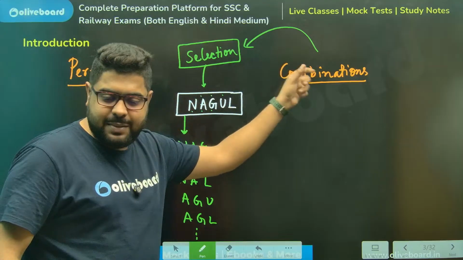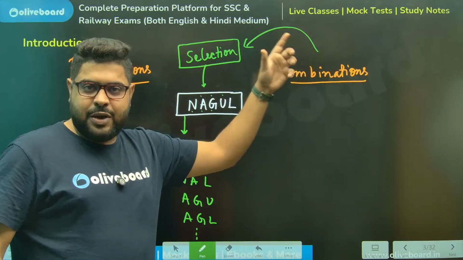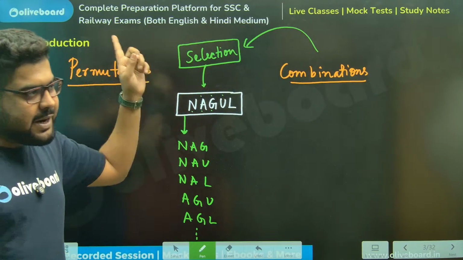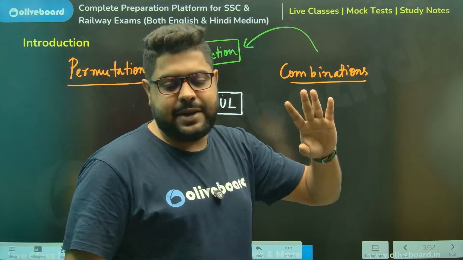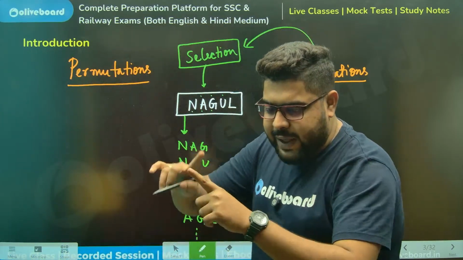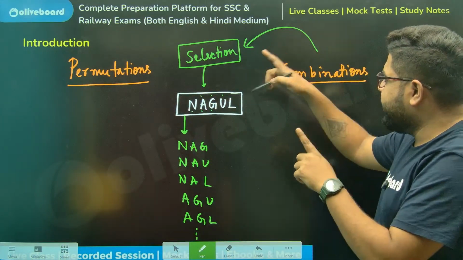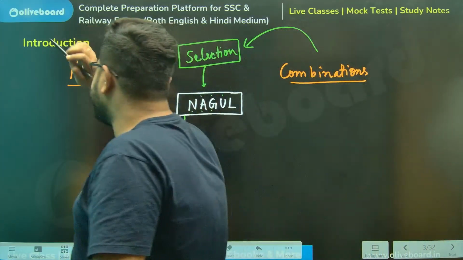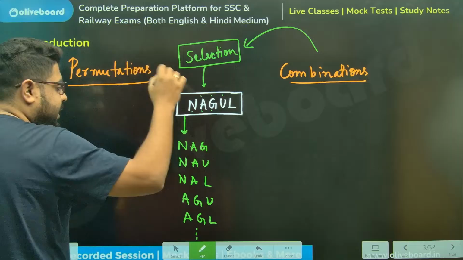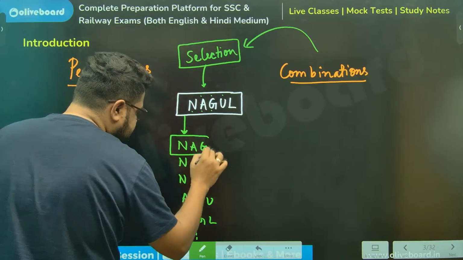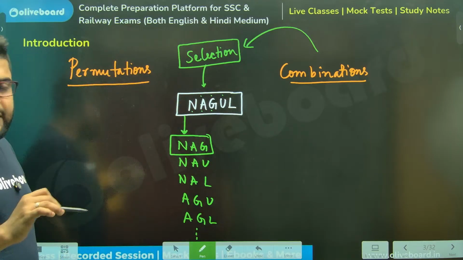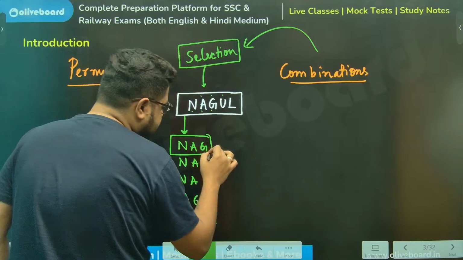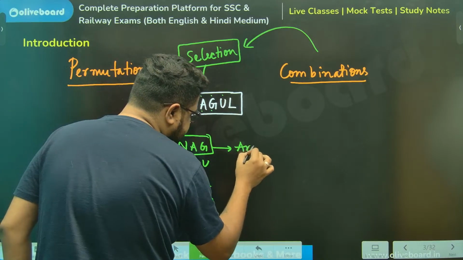So selection means combinations. Now what is permutation then? Permutation is nothing but combination plus something extra. Meaning, I will select three letters, any three out of them. Then I can arrange these three letters as well.